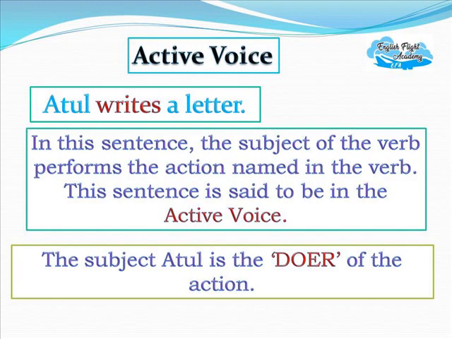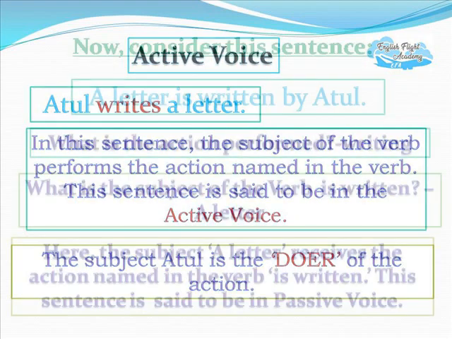Okay, and it is in simple present tense. If you note it, subject plus verb 1 plus s or es plus object. That means it's in simple present tense. It's an active voice, and how does it change into passive voice? We'll learn in the upcoming slides.